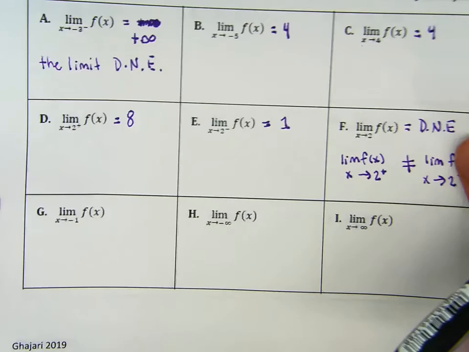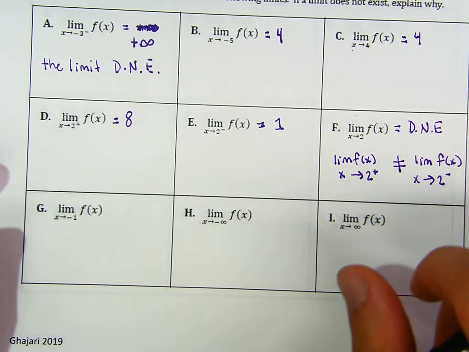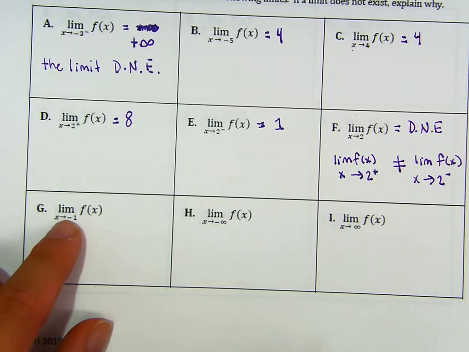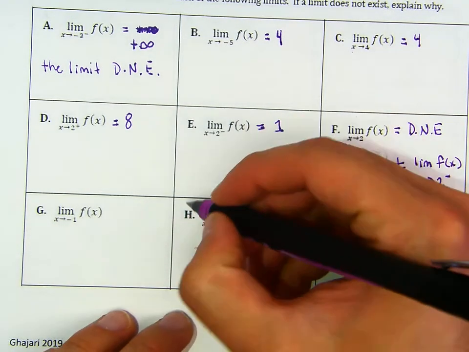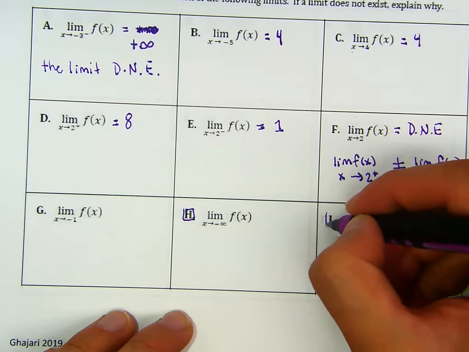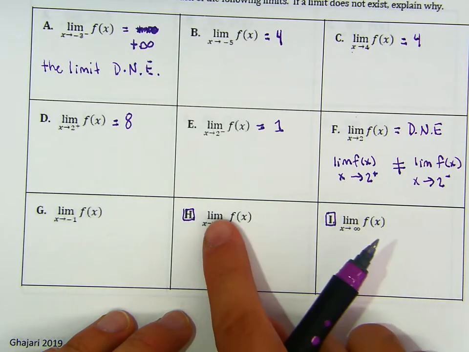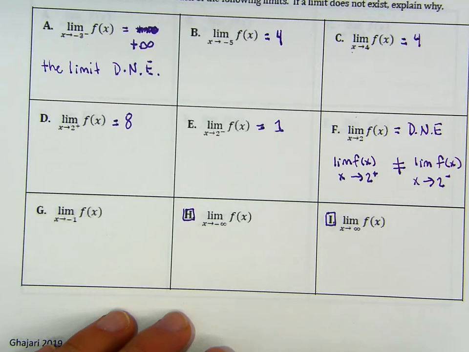Okay? Let's try the next one. You see, these are getting fun. Don't lie, these are getting fun. Here, try and do G. H and I are very confusing, so we will definitely learn more about this later. Let's skip H and I. We're not going to do H and I today.